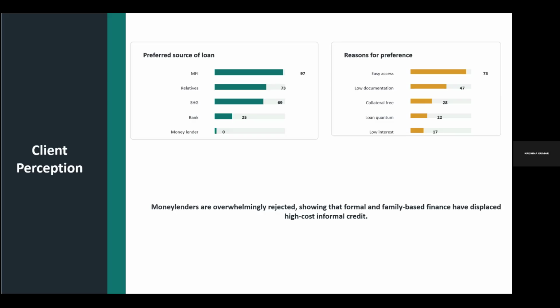MFIs were shown to be the first preference, whenever we visited the field as well. In their total loan outstanding, the SHG contribution is only 25 to 30%. The rest is coming from MFIs. So that's a big component in terms of quantum. Though the reason for preference is actually, bankers would not agree much to it because they are critical about the MFI loans, many of them.